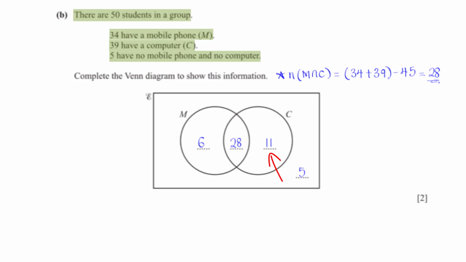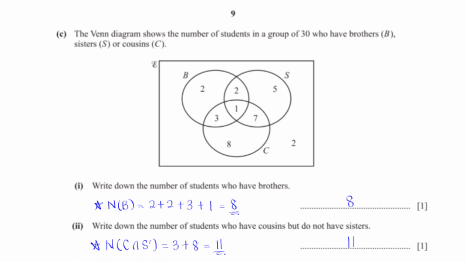The Venn diagram shows the number of students in a group of 30 who have brothers, sisters, or cousins. Write down the number of students who have brothers. So the number of students who have brothers is equal to 2 plus 2 plus 3 plus 1, and that is equal to 8. Write down the number of students who have cousins but do not have sisters. And so that number is equal to 3 plus 8, and that is equal to 11.